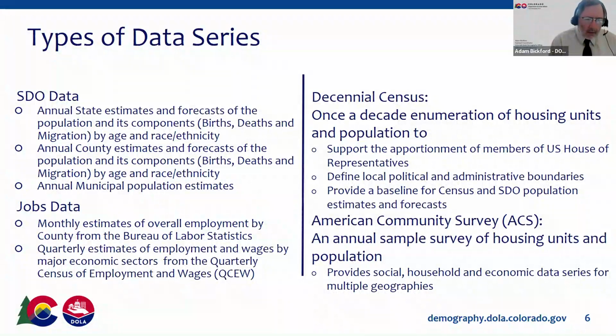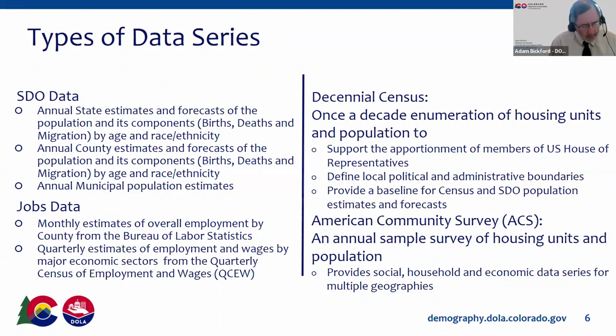On the census side, we have information from the decennial census, which is a once in a decade enumeration of housing units to do three things. Most importantly, it supports the apportionment of members of the House of Representatives. And secondly, it's used to define political and administrative boundaries in the state. And then it provides a baseline for estimates and forecasts.